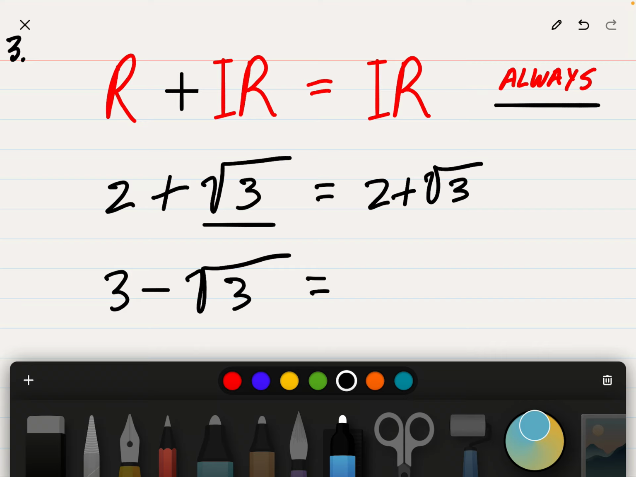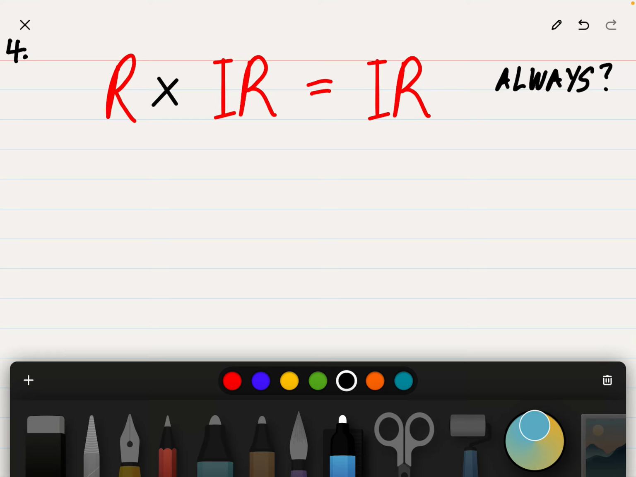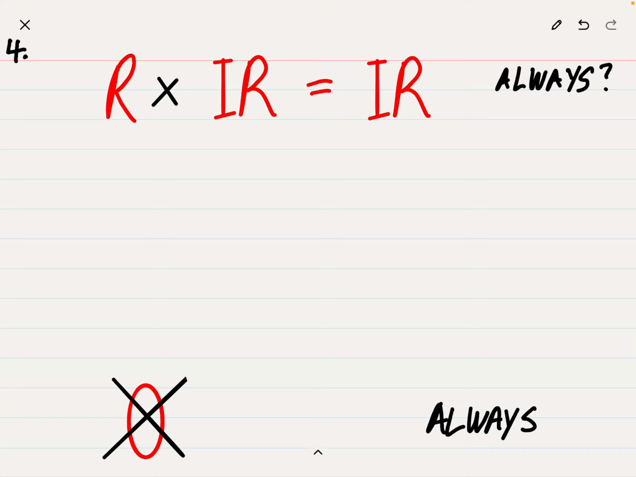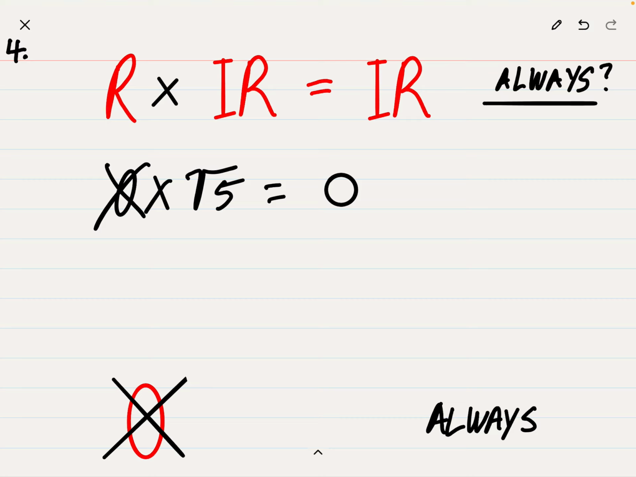All right. Now, these are the ones that you have to think about a little bit. When you multiply a rational times an irrational, do you always get an irrational? And the answer is no. And the reason is, if the rational number is 0, then you're going to get 0. So if I do 0 times square root of 5, that's going to be 0. And that's not an irrational number. But if you don't use 0, then this will always be true.